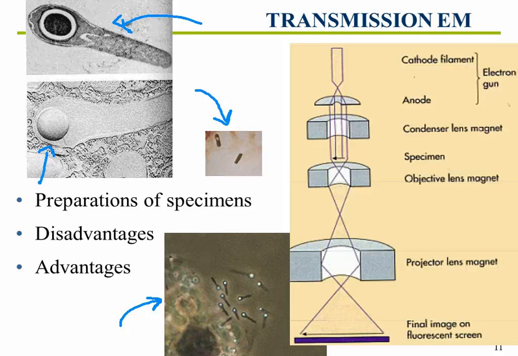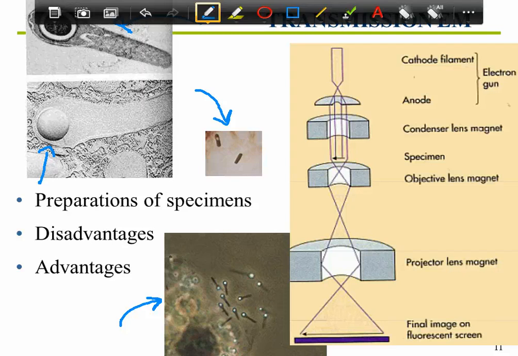The transmission EM can get down to about or less than 1 nanometer. Think about that. A nanometer is 10 to the minus ninth meter. A billionth of a meter. And the magnification can be as high as a million times magnification. Now remember, your microscope only magnifies 1,000 times. So we're talking 1,000 times greater magnification here.